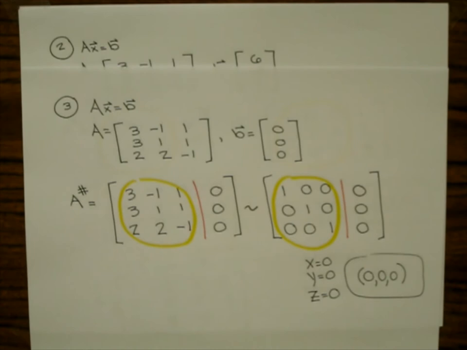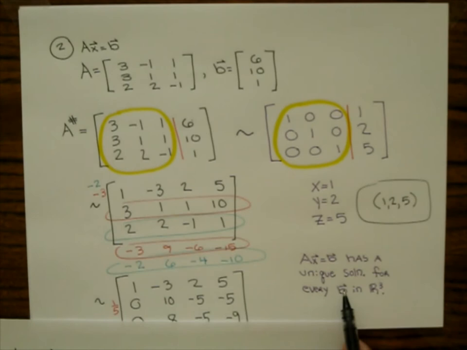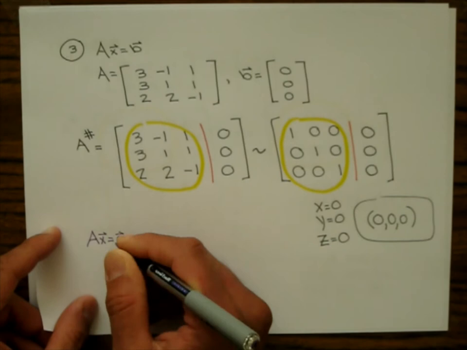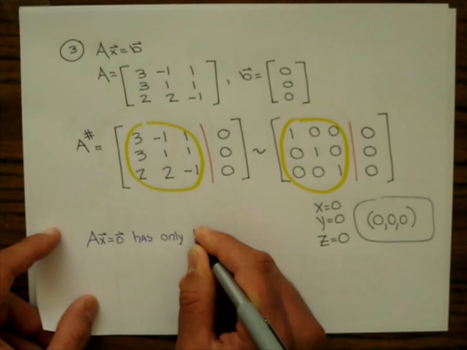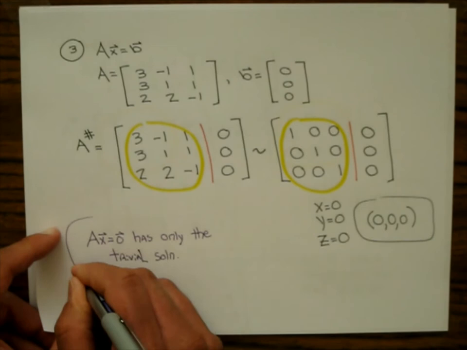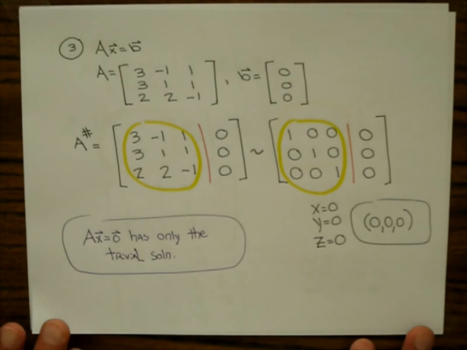With this problem, remember how we said AX equals B has a unique solution for every B in R3? That's for this example. Well, let's look at this. AX equals 0 has only the trivial solution. Not that we have to write these things out when we are doing our homework. I'm just pointing some things out. So there's a lot of theory flying around on this. So what we're going to do is take a look at a theorem.